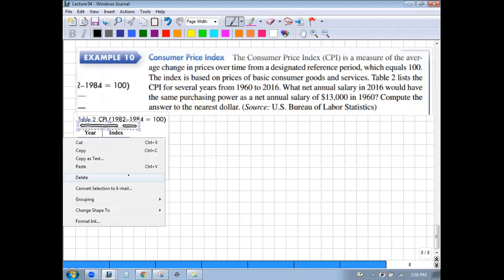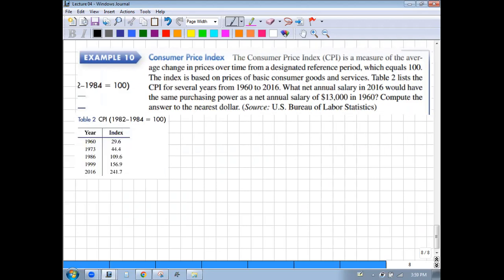Yeah, need the whole chart, right? I've never heard of CPI, Computer Price Index, so we're gonna have to think about this a little bit. Like, what does this mean? So they're giving us the CPI for these years here. What does that mean? A measure of the average change in prices over time from a designated reference period, which equals 100. I don't know about y'all, but that's a very awkward sentence. I'm not making much sense of that. Like, I'm a math major, I'm not a business major, right? So maybe we could figure out what that means.